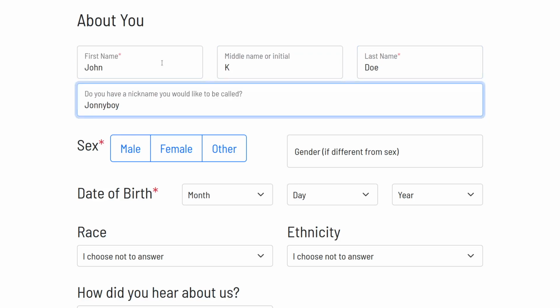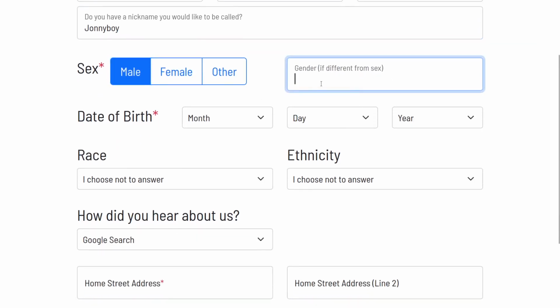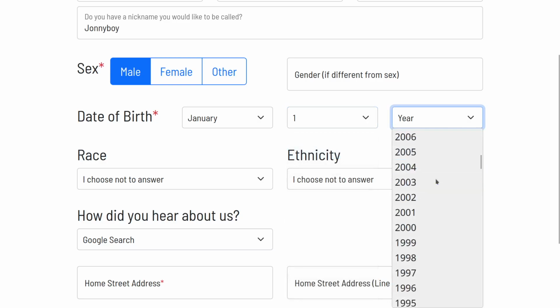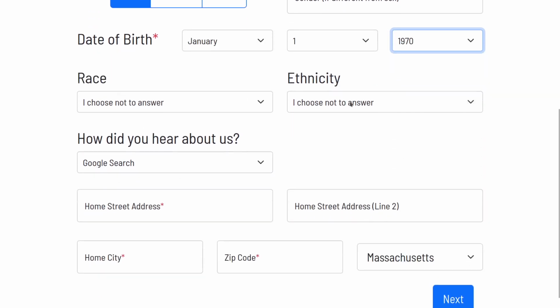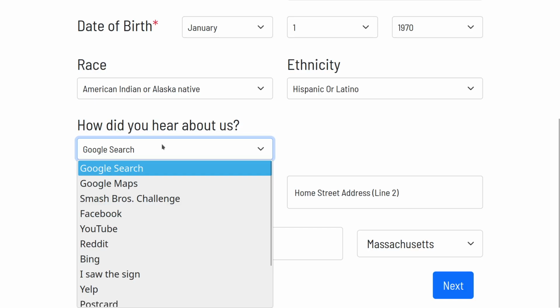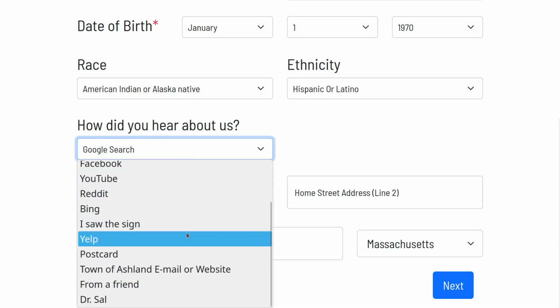We can say, okay, my name is Johnny, male, and then this is for any kind of transgender patients, so that way we can use the proper pronoun. What is their date of birth? 1970. Race and ethnicity. This is actually more required if you are a public health facility, but they can put in there. How did you hear about us? So that way you know whatever marketing that you are doing is effective.